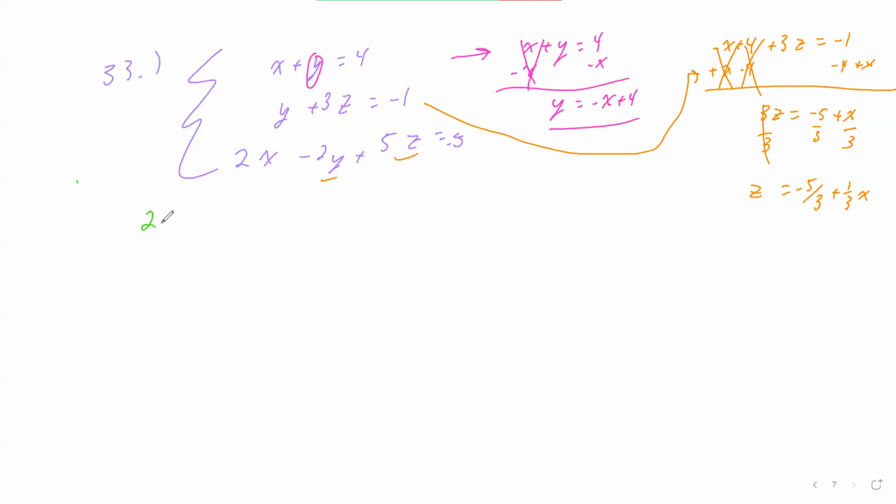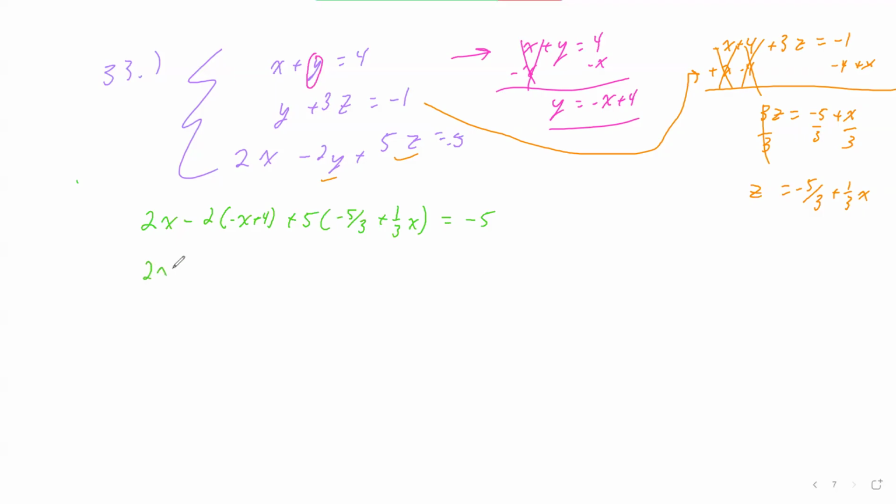So here we go. So this will be 2x minus 2 times my y equation, which was negative x plus 4, plus 5 times my z equation, which was negative 5/3 plus 1/3 x equals my negative 5.